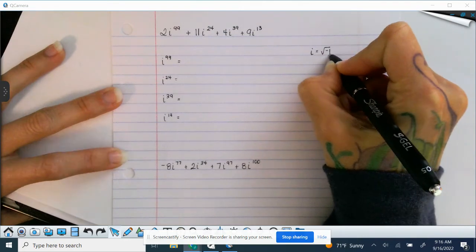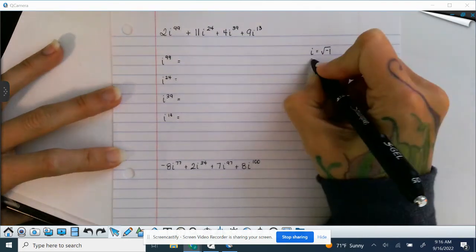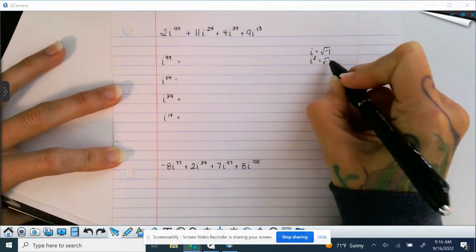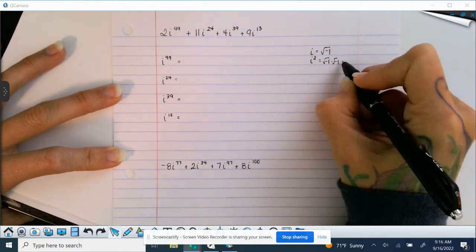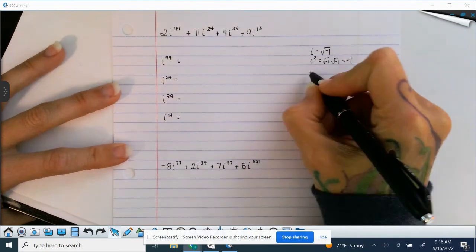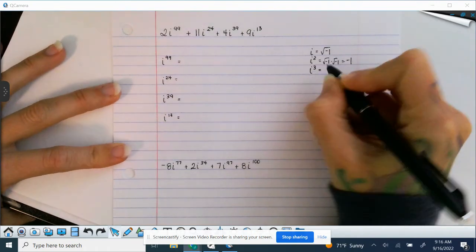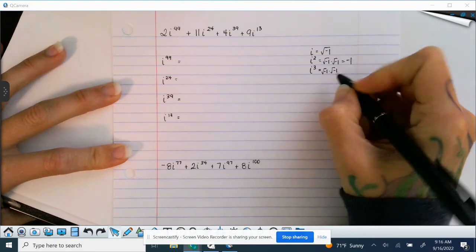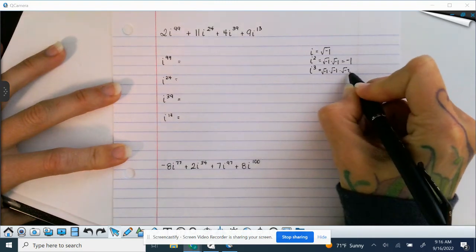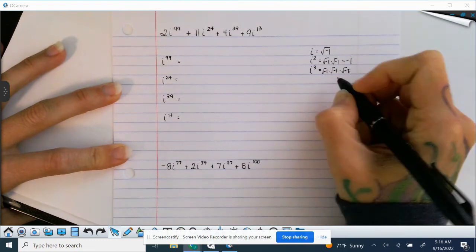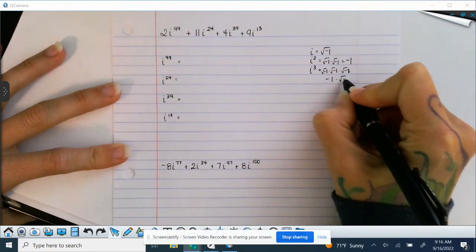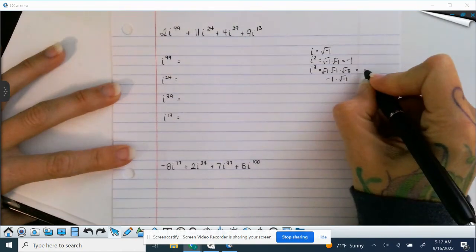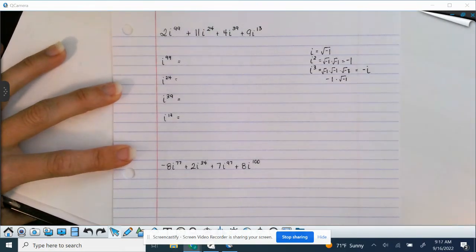i is the square root of -1. i squared means square root of -1 times the square root of -1, because that's what squared means, which equals -1. i cubed is the same thing, so square root of -1 times the square root of -1 times the square root of -1, which is -1 times the square root of -1. The square root of -1 is i, so this is -1i, or -i.